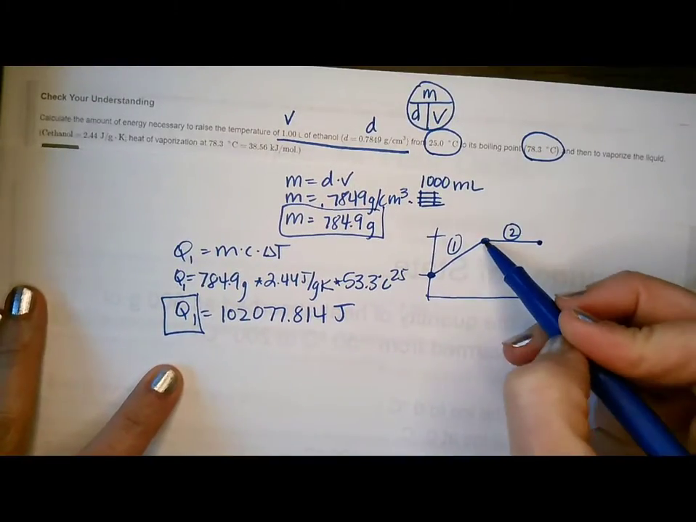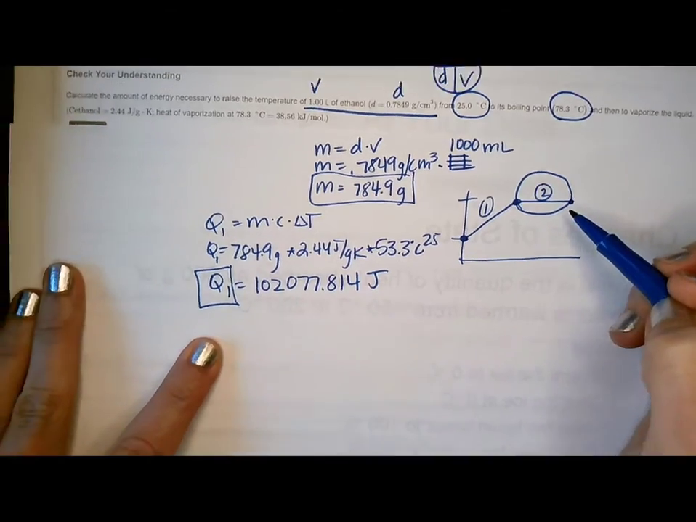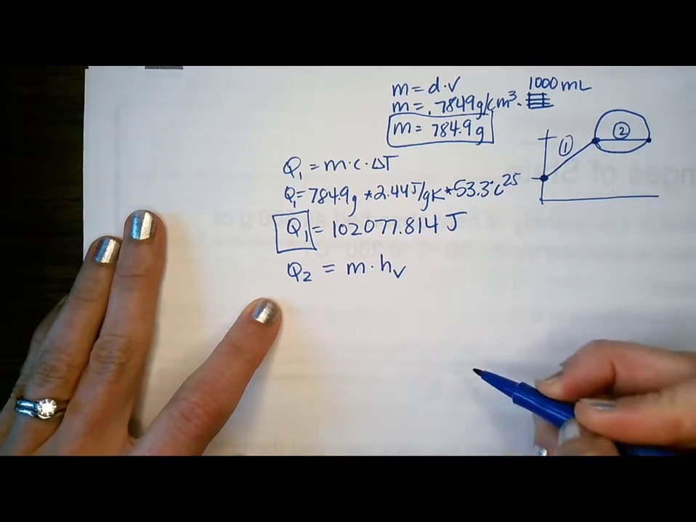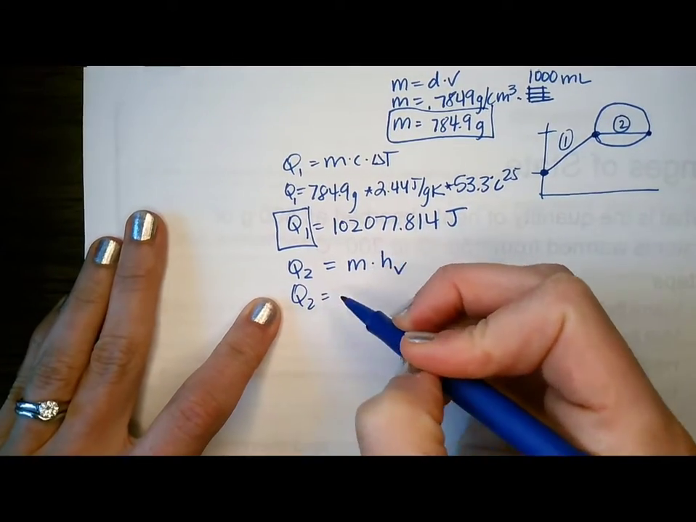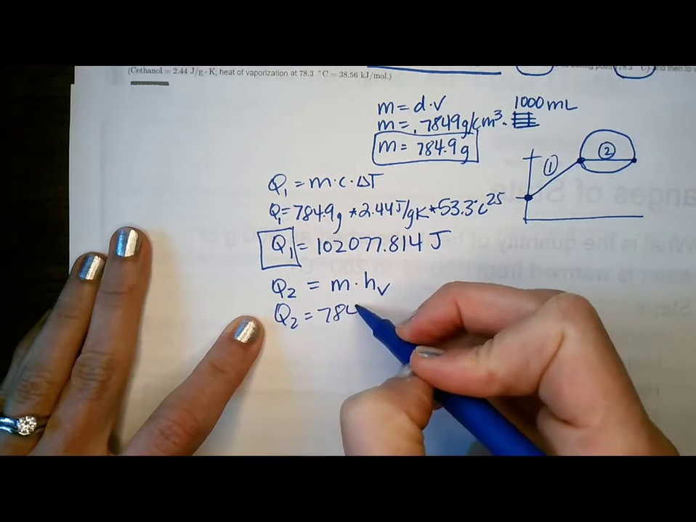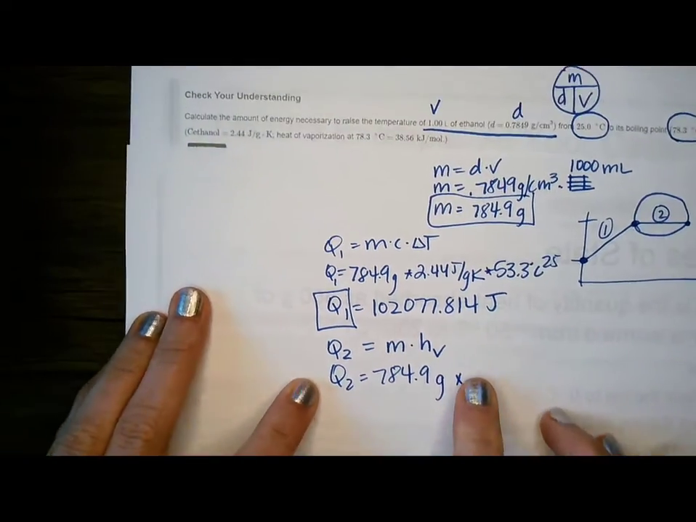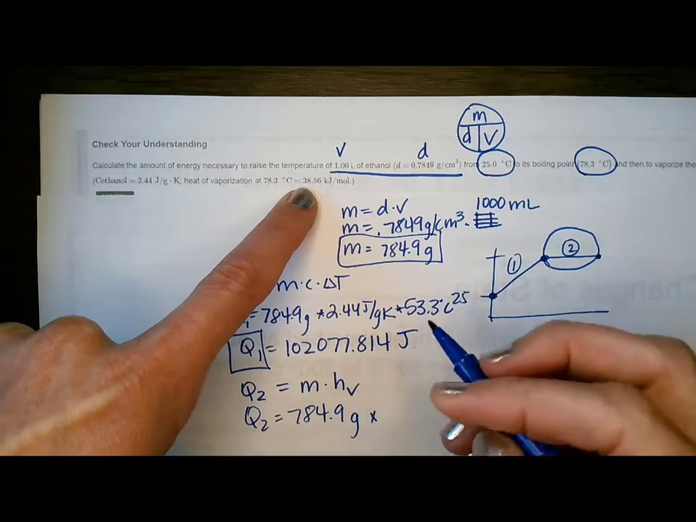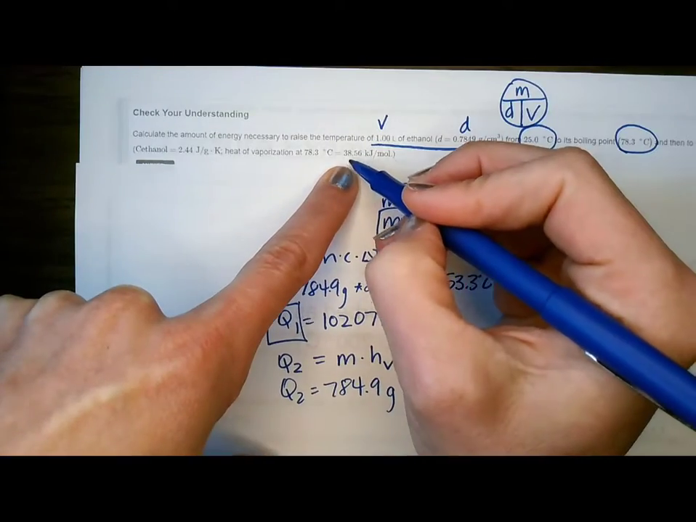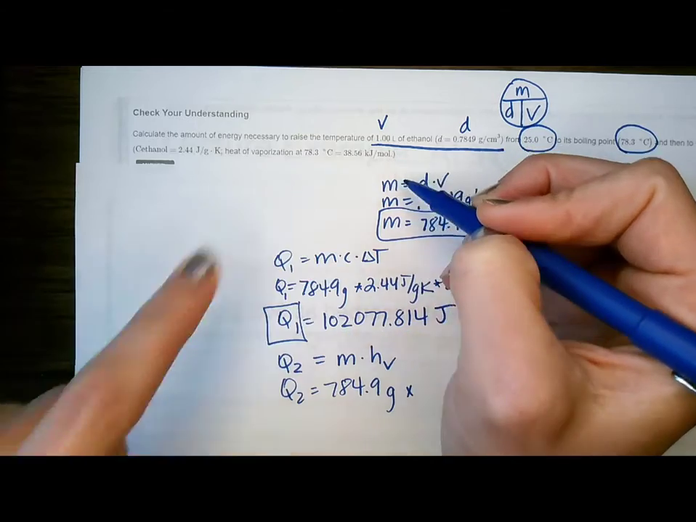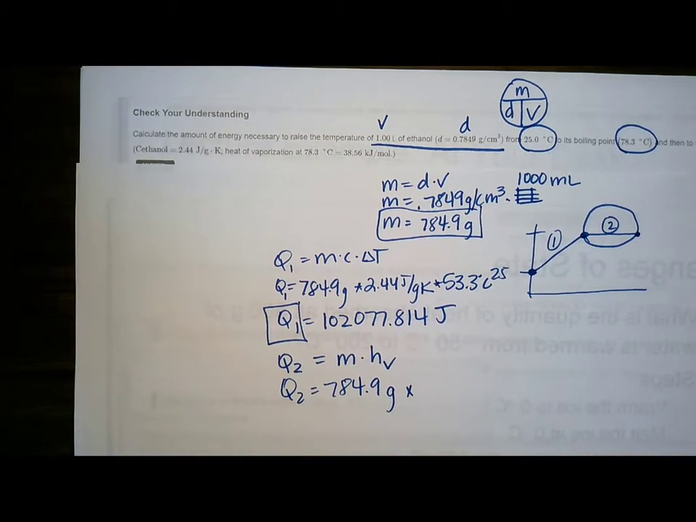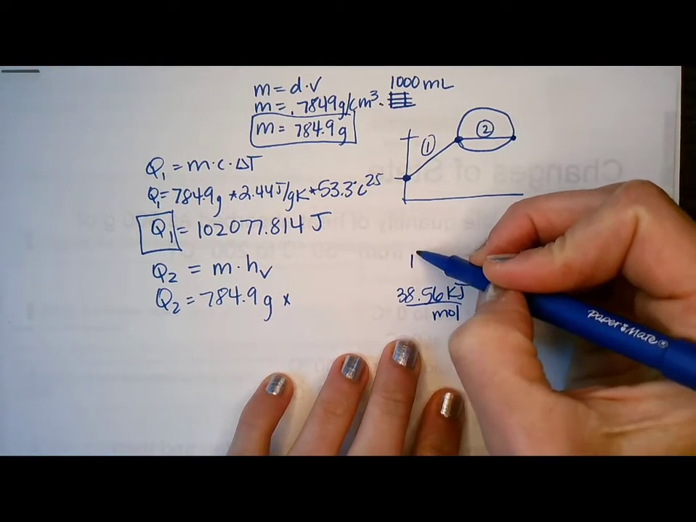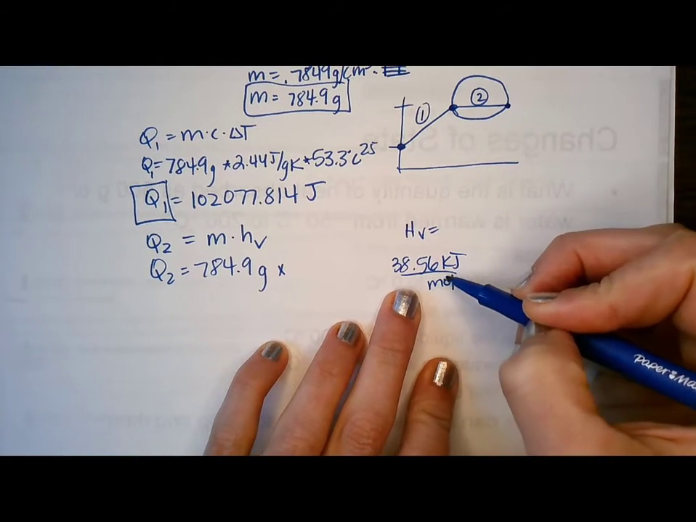Now we know for Q2, we have to do the heat of vaporization. So Q2, there's no change in temperature, so it's just mass times the heat of vaporization. So Q2 is the same mass that we just had, 784.9 grams, times, we need the heat of vaporization, and luckily it gives it to us. The heat of vaporization at that temperature is 38.56 kilojoules per mole. So it's great that they gave us this heat of vaporization. I'm just going to write heat of vaporization, 38.56 kilojoules per mole.